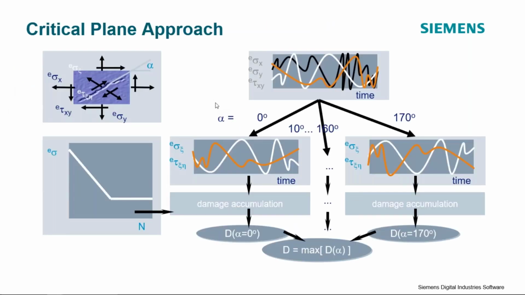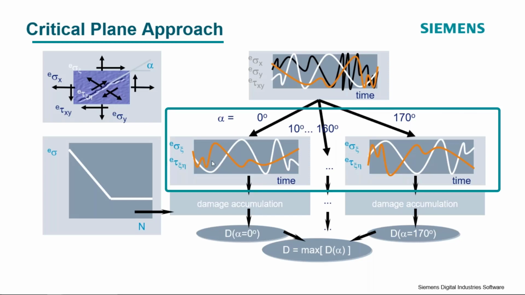And then we can cycle count all of those different strain results in order to determine at which angle our part experiences the most damage, or where we calculate the maximum damage. And we call this the critical plane approach. So basically what we're doing is we're generating multiple different time histories at set angle increments. So in the example that I'll be showing, we generate a strain versus time history at 0 degrees, 10 degrees, 20 degrees, and so on.